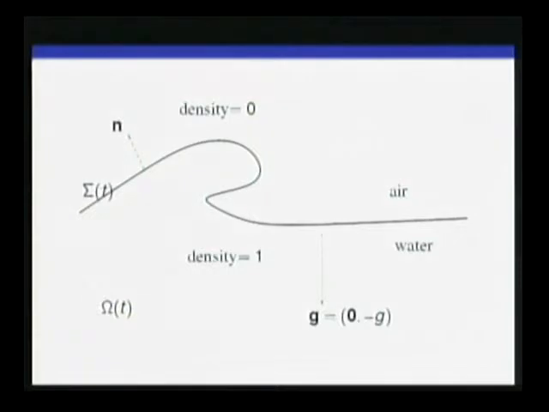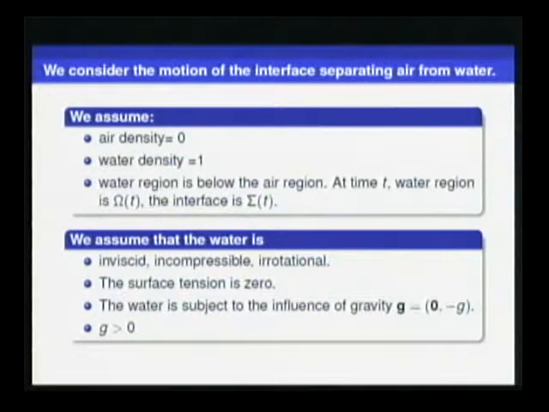So this is the work we were working on like 20 years ago. We assume that the density of the air is 0, the density of the water is 1, and there's a free surface, the fluid region is Ω_t, and there's gravity. We assume that the water is inviscid, incompressible, irrotational, and the surface tension is neglected because we care about the motion of the large wave. Surface tension is responsible for small waves, so we just neglect it, and there's gravity. And we assume the air density is 0, so that means we neglect the effect of the wind.